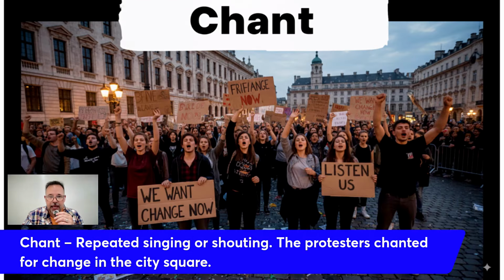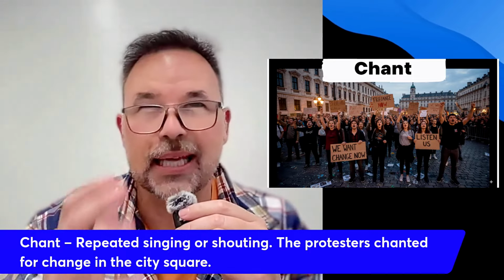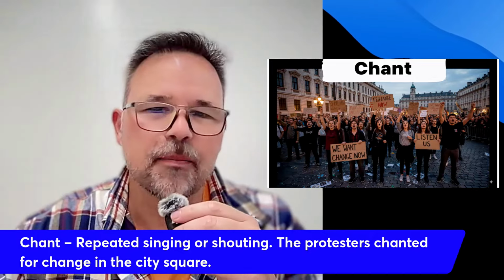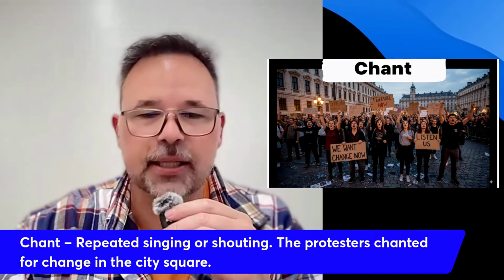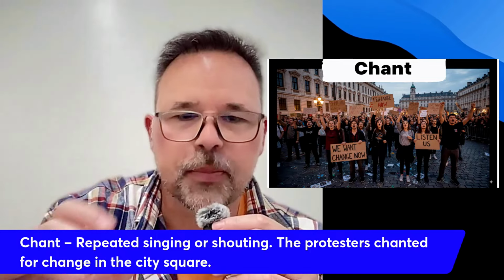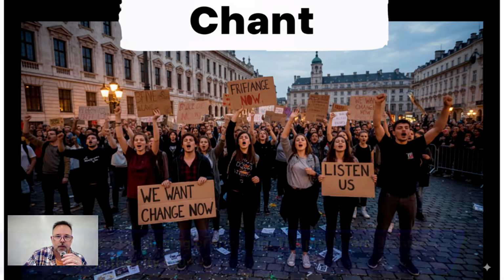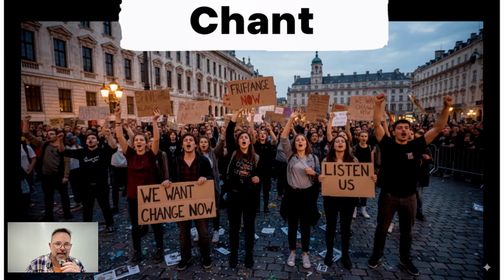Next, we have chant. Again, this is a sound you make with your mouth, but it's not really yelling and it's not really shouting. You could shout or yell when you're chanting, but chanting means repeated singing or shouting. The protesters chanted for change in the city square. So in the picture, you can see a sign that says, "We want change now." So if that whole group of people kept saying, "We want change now, we want change now," that would be a chant.